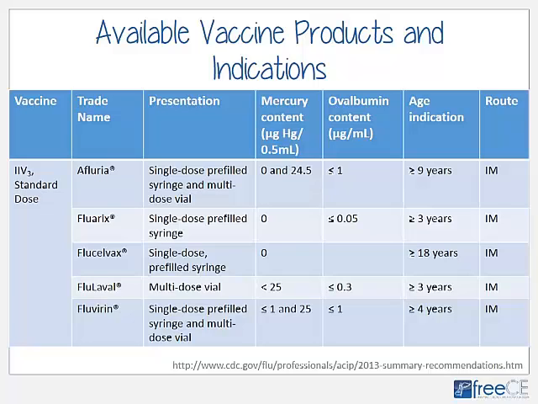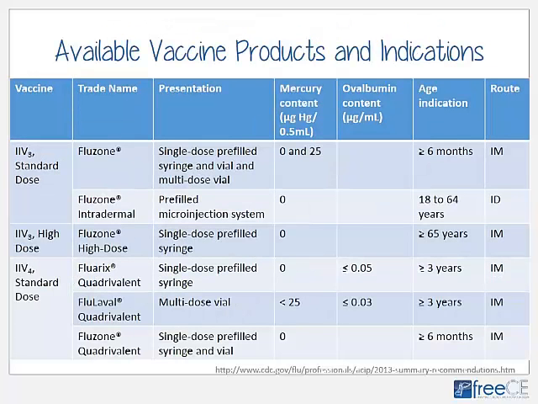So those are the things that I'll point out on this particular slide. In terms of this next slide, again, it's set up very much the same way. You have 2 additional standard dose vaccine products. I also have your Fluzone intradermal product on this slide, which is a pre-filled microinjection system that's given intradermally and is specifically indicated for those between the ages of 18 and 64 years.